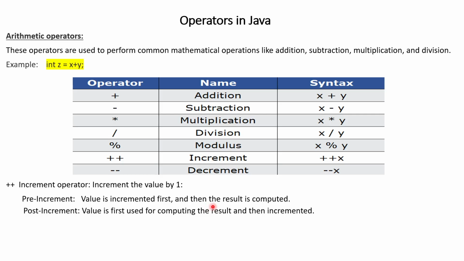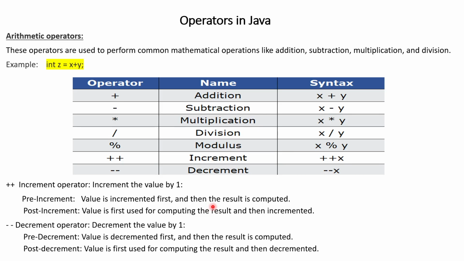Similarly, we have the decrement operator, which decrements the value by 1. Further, its subtypes are pre-decrement and post-decrement. For pre-decrement, it will decrement the value first and then the result will be computed. And similarly for post-decrement, it will first use the value and then decrement.